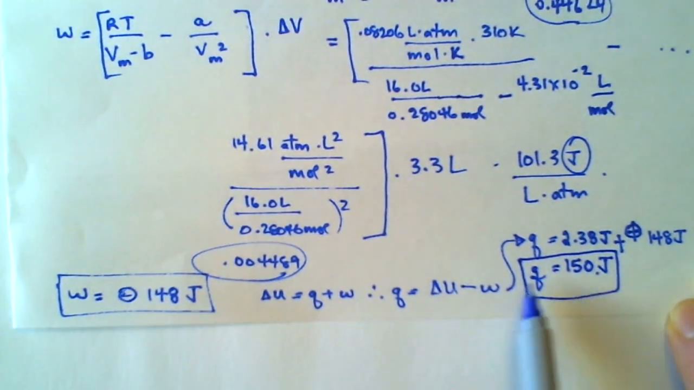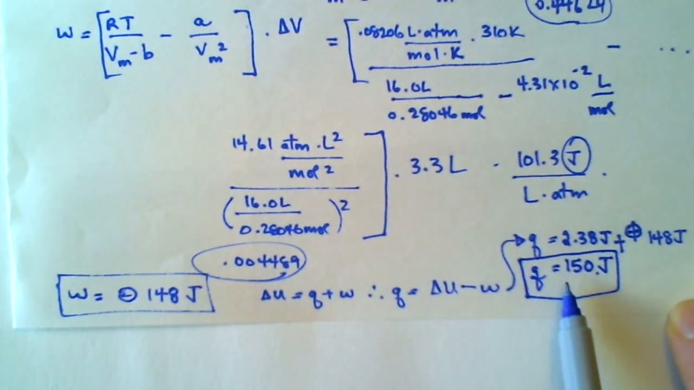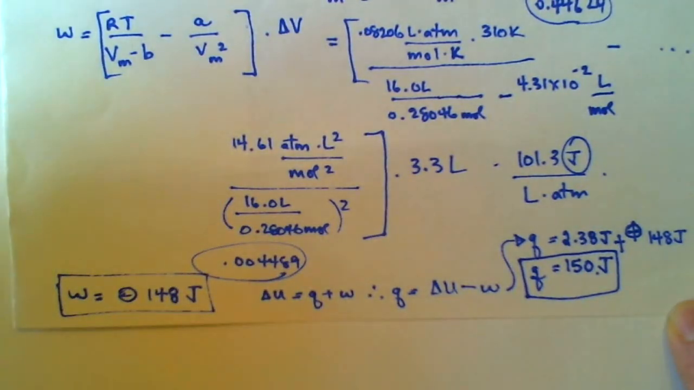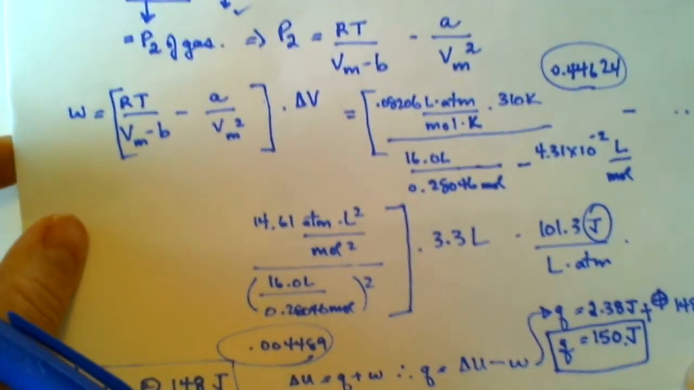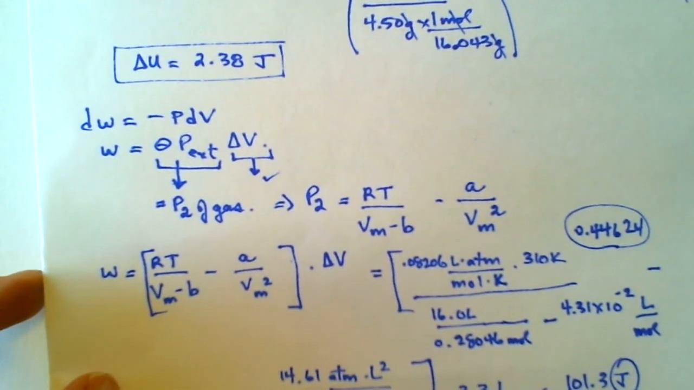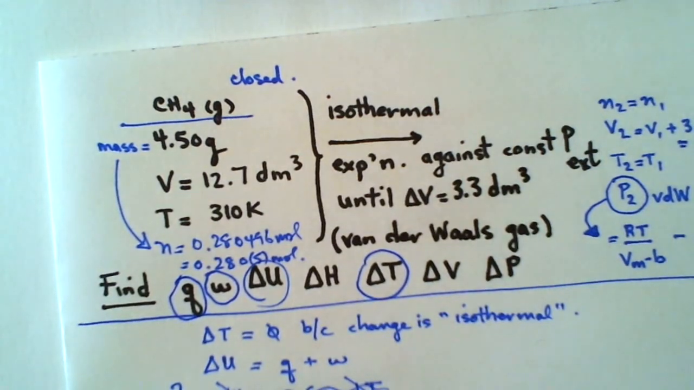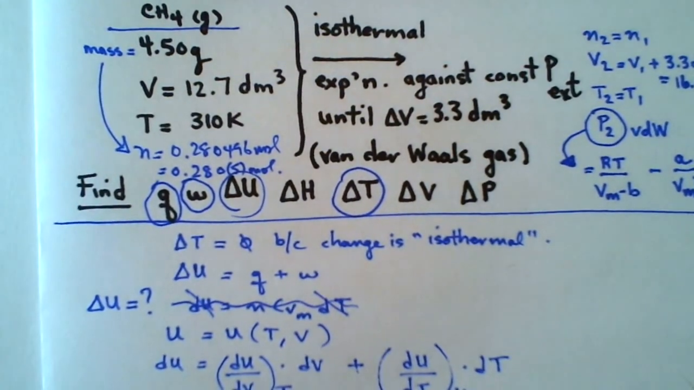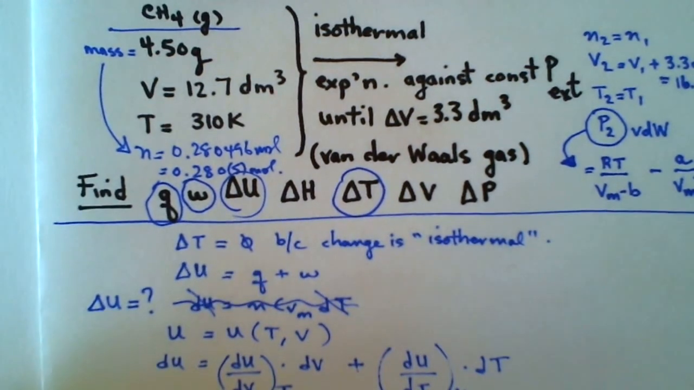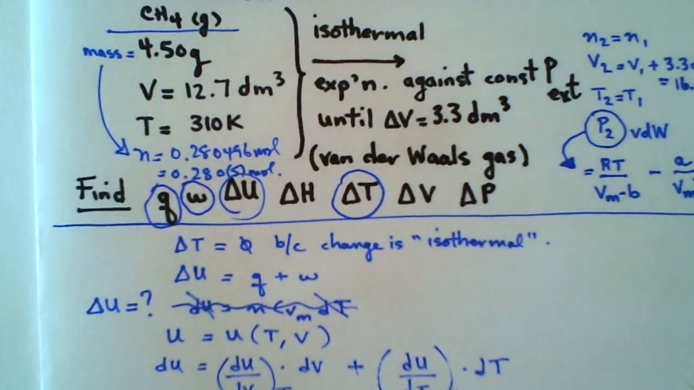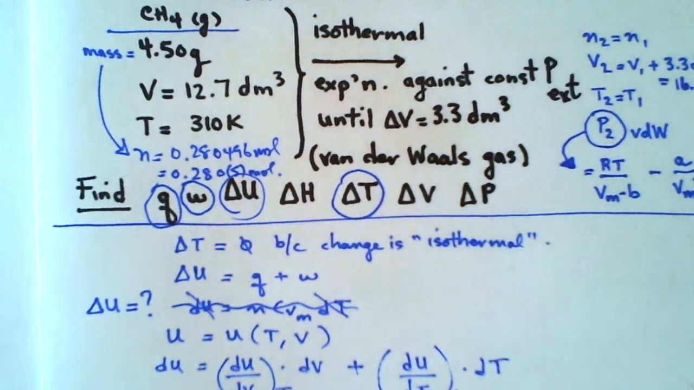Great. Really small difference. Remember, those are equal and opposite if it's perfect, but this was a van der Waals gas, and the delta U was super small with just 2.38 joules. So now I have Q. Okay, what about the other ones that we still have to do? Delta H. What about delta H? How do we find that?